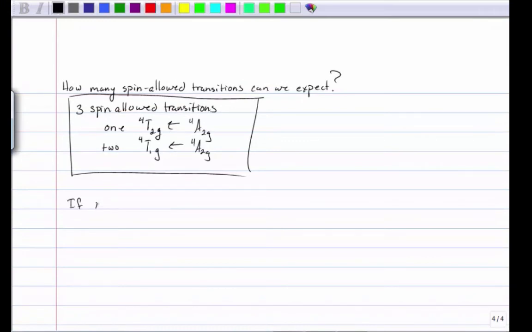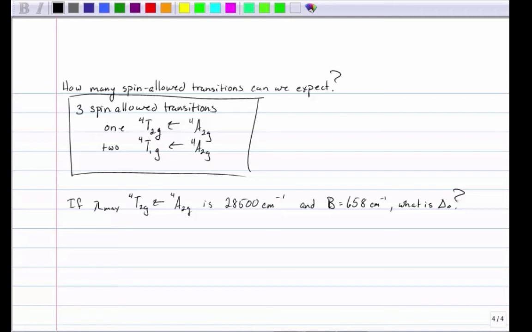If I told you that the lambda max of the 4T2G, the transition between the quartet A2G and the quartet T2G, corresponded to wave numbers of 28,500 centimeters to the negative 1, and I'm going to give you the Racah parameter, B is equal to 658 centimeters to the negative 1. What is delta?